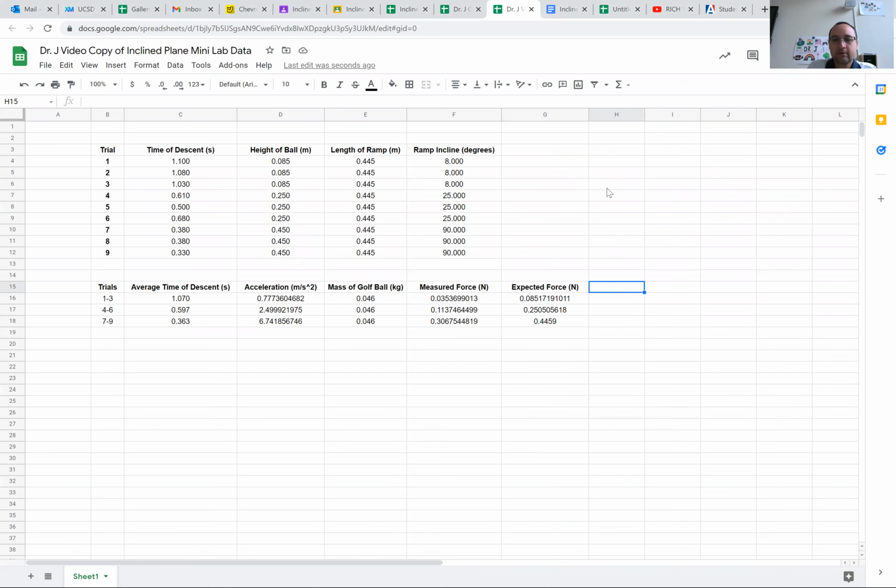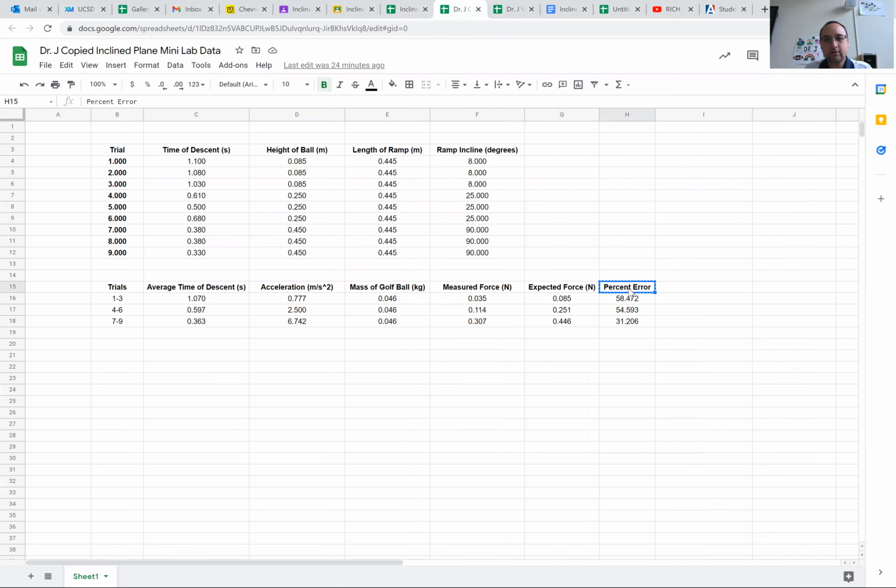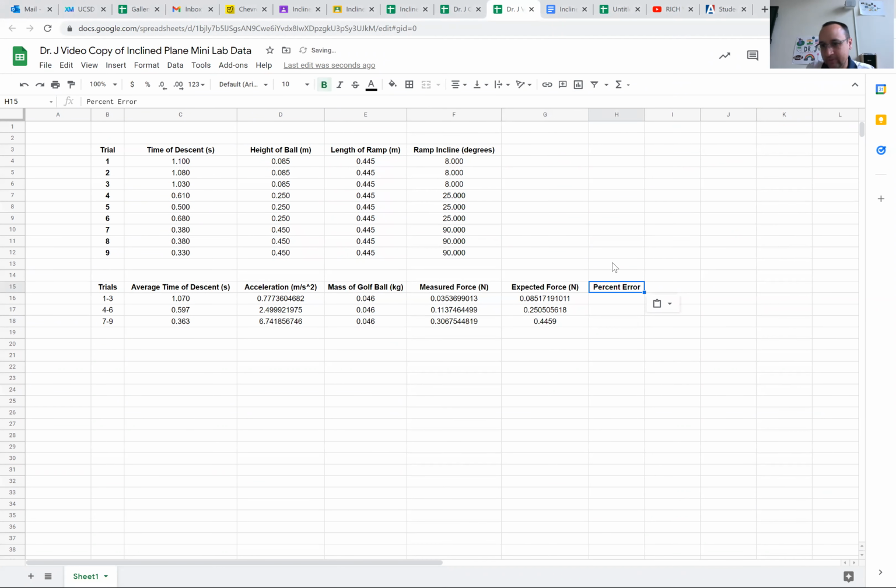Now the last thing I'm going to do is calculate my percent error. So I'll copy that little percent error, Control C, Control V. And this one is equal to the absolute value of the measured force, which is in F16, divided, or no, actually it's the absolute value of the quantity expected minus measured, divided by expected. So it's G16 minus F16, all divided by G16. And that's going to autofill correctly.